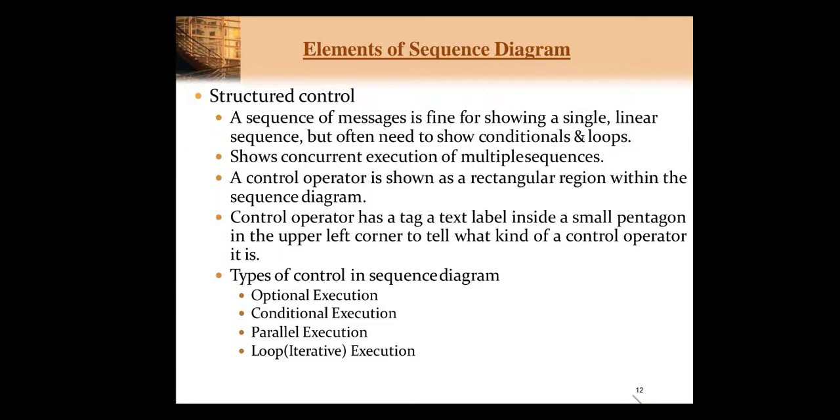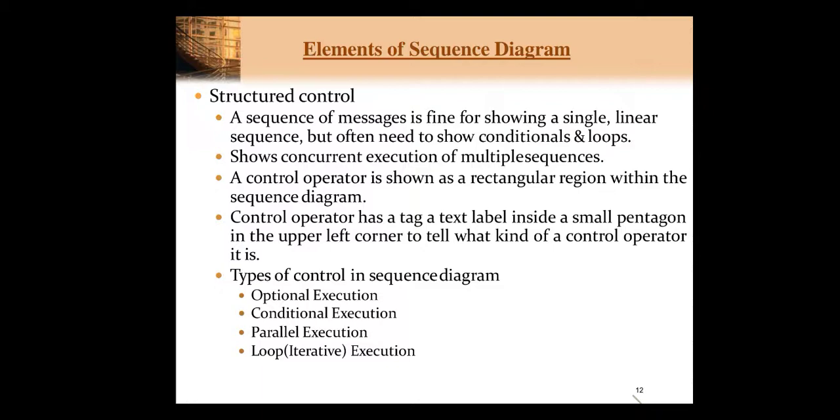Now we can represent iteration with the help of different structural controls. What is a structural control? A sequence of messages is fine for showing a single linear sequence, but often we need to show conditional as well as looping statements between these different object communications. This can also show concurrent execution of multiple sequences. So the control operator is shown as a rectangular region within a sequence diagram. We use the rectangular region to represent the structural control.